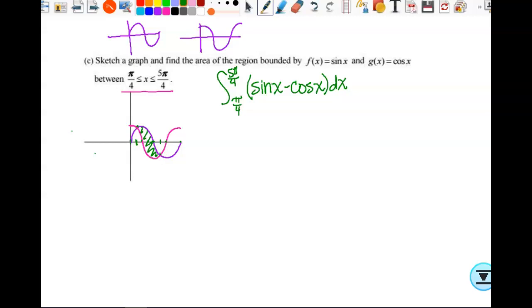All right, so let's integrate this. Remember this: sine, cosine, negative cosine. If I'm going to integrate sine, what does that become? Negative cosine. So this is negative cosine of x. And when I integrate cosine, I get sine, so it's minus sine of x, evaluated from pi fourths to 5 pi fourths.